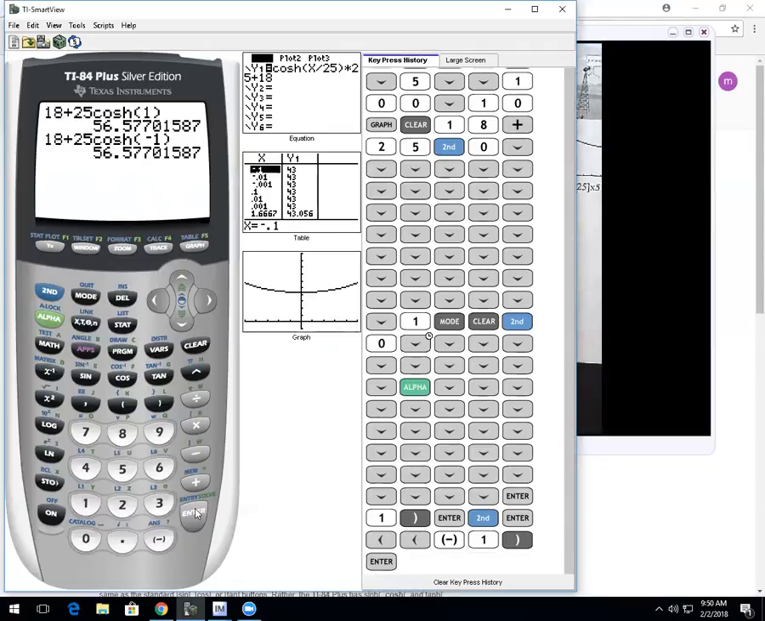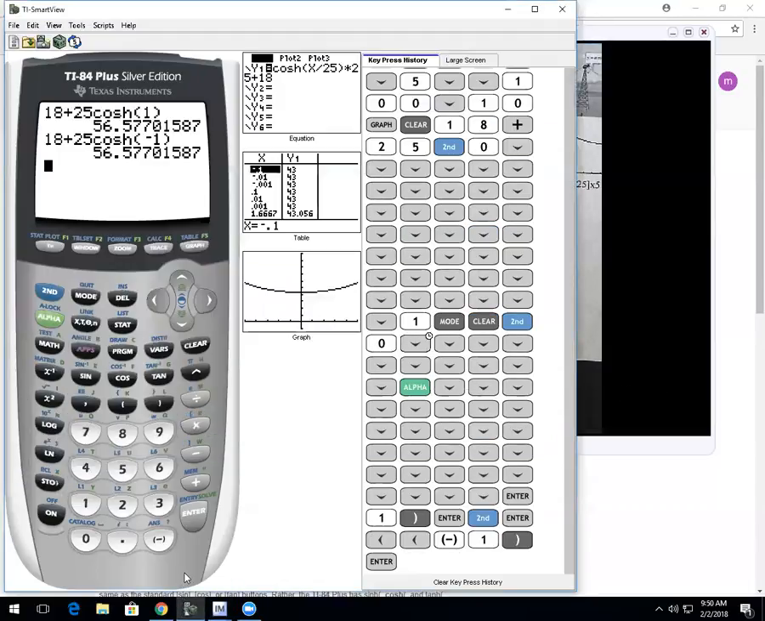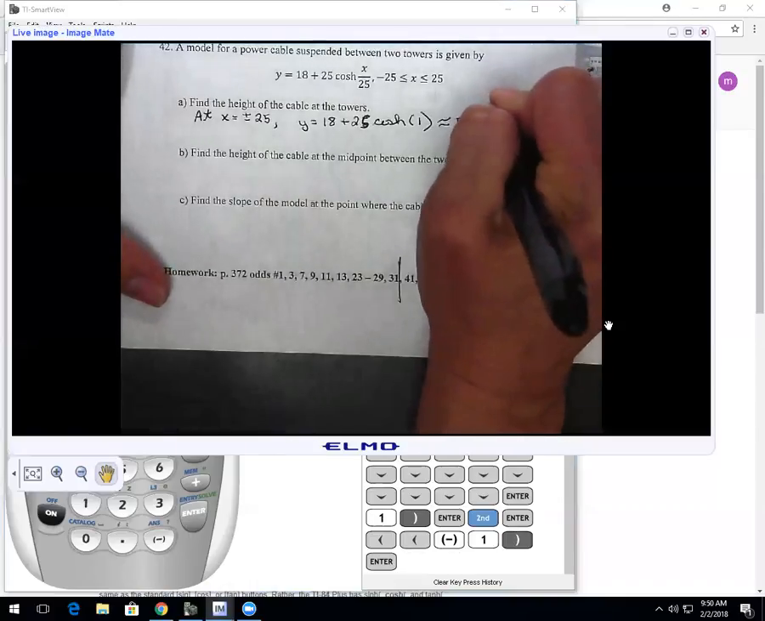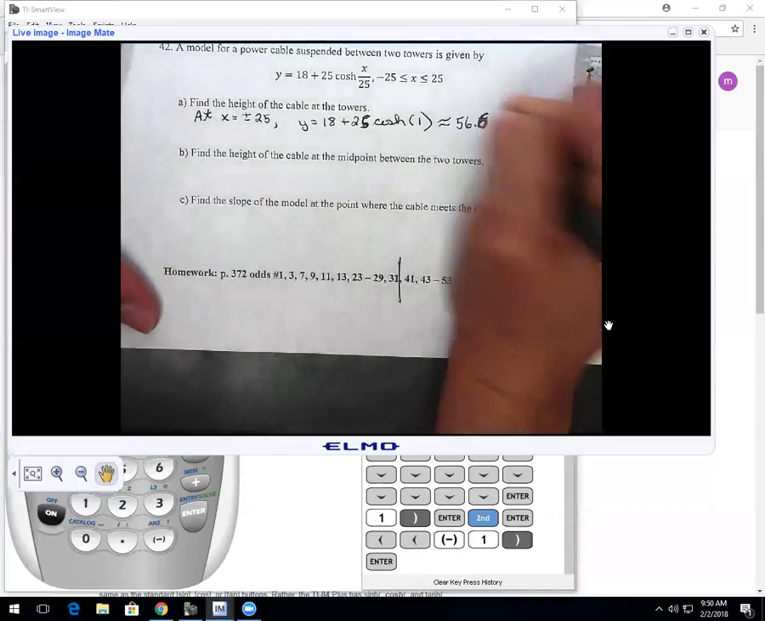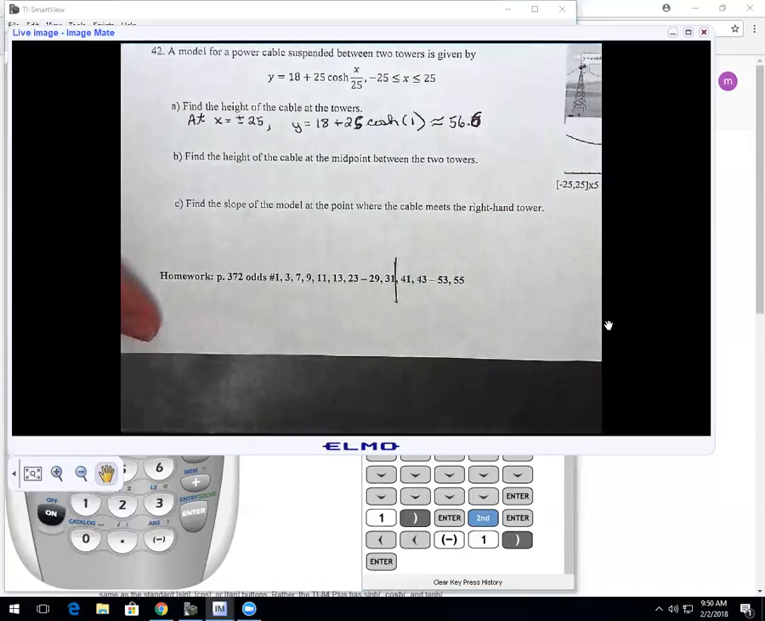And we're not given any units in this problem. I assume it's probably feet. That maybe sounds right for that tower, but we really don't know that. It's 56.6 something. Oh, that was 0.6 instead of 0.7, wasn't it? Yeah, 56.6 somethings. All right, find the height of the cable at the midpoint between the two towers.